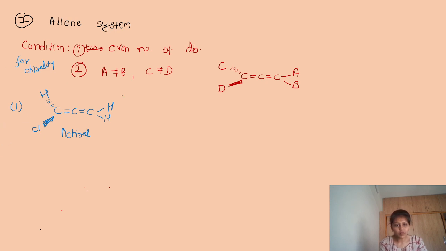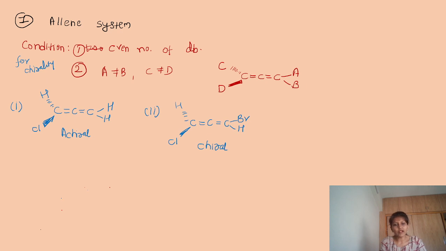Now next example. And if it is chiral, then we have to find whether it is R or S. Suppose second example, carbon double bond, carbon double bond, carbon. This is the Br, hydrogen, and chlorine, right? So first of all, whether this is chiral or not. So it has an even number of double bonds, A is not equal to B, C is not equal to D. That is, we can say this molecule is chiral.